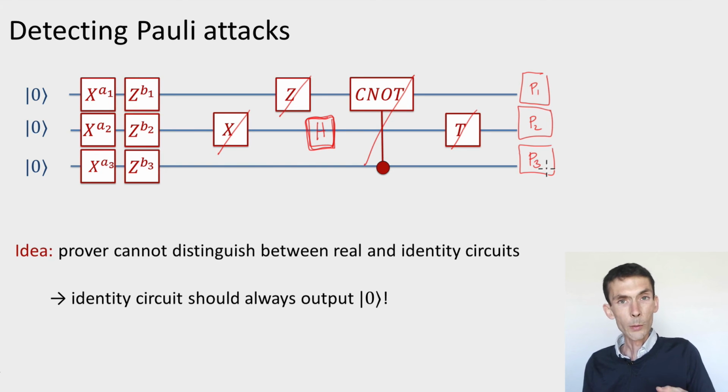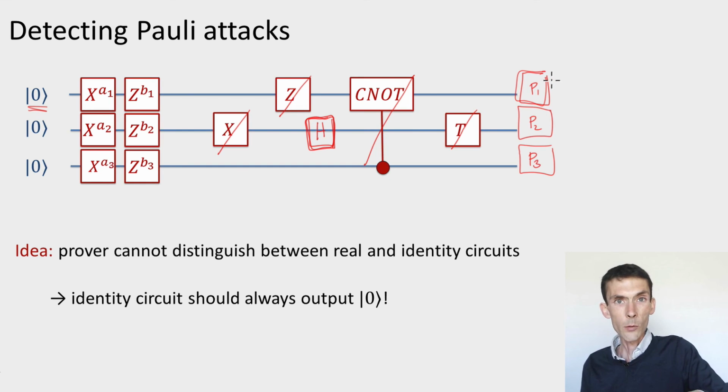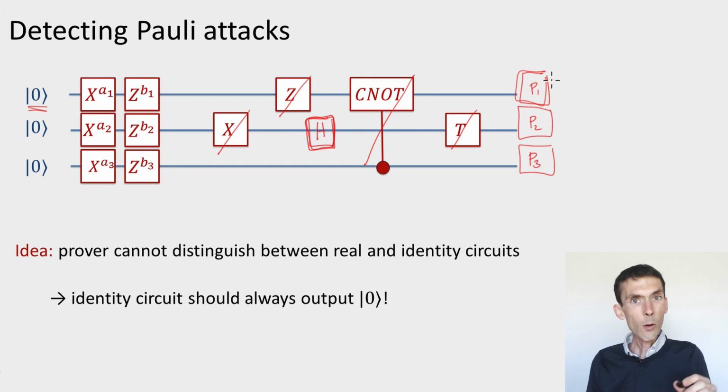And the prover is going to report to us an outcome, and we can check, is this outcome correct or not? For instance, if the output qubit was the first qubit, then the outcome should be 0 if A1 was 0 and 1 if A1 was 1. This is something that we can check. And if the prover is indeed applying a Pauli here that's non-trivial in the X basis, then we're going to detect it. So that's the rough idea.